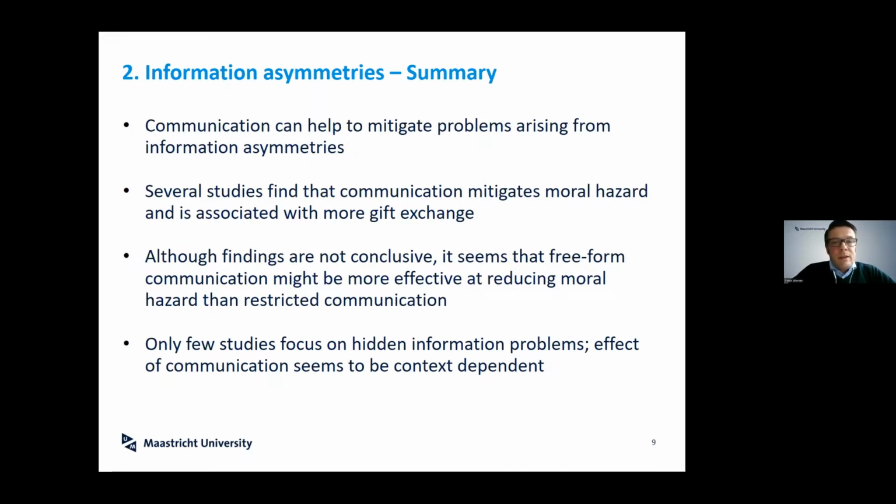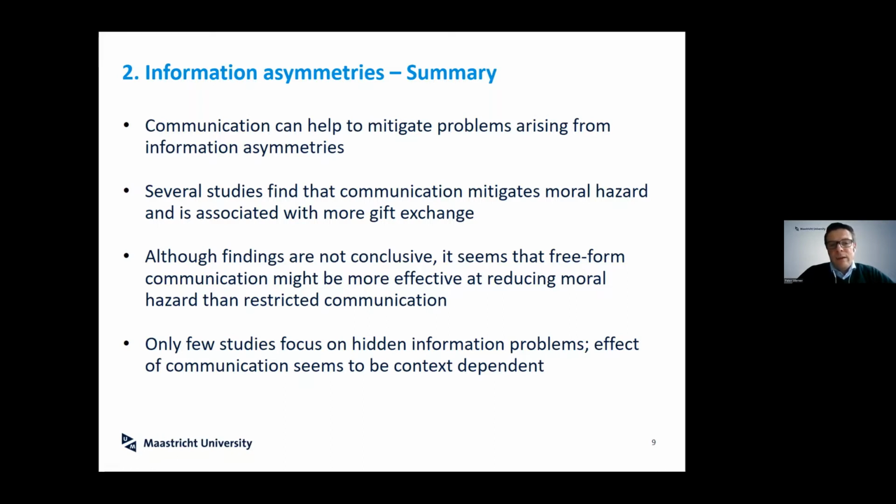Now, studies in this area show that communication can help to mitigate problems arising from information asymmetries. So several studies find that communication mitigates moral hazard and is associated with more gift exchange. Although the findings are not conclusive, it seems that free-form communication might be more effective at reducing moral hazard than restricted communication. And there are only a few studies focusing on hidden information problems.